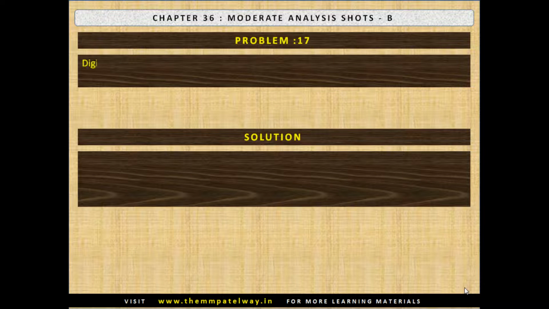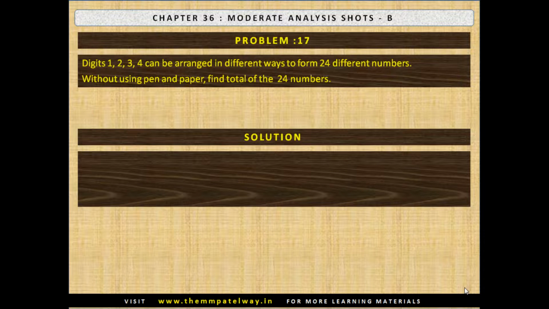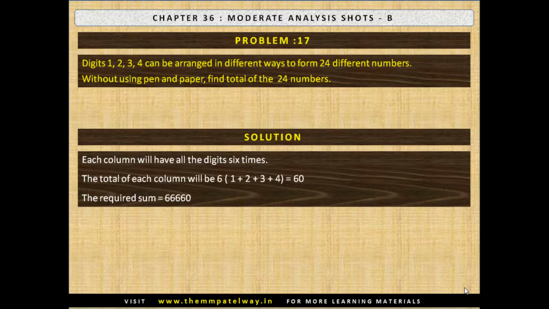Problem number 17. Digits 1, 2, 3 and 4 can be arranged in different ways to form 24 different numbers. Without using pen and paper, find total of 24 numbers. Now stop the video and solve the problem. The solution follows. Each column will have all the digits 6 times. The total of each column will be 6 into 1 plus 2 plus 3 plus 4, that is 60. The required sum is 66,660.